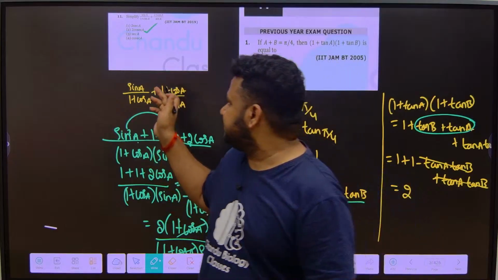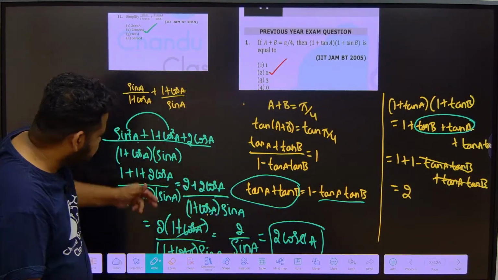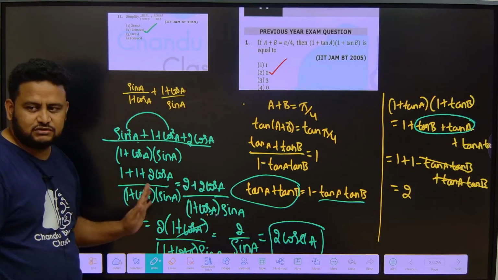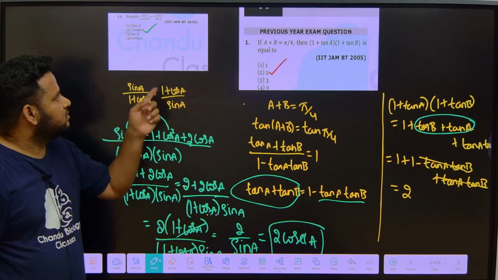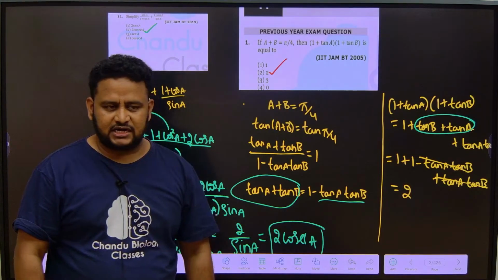Fine. This is the PYQ we had to solve. Clear? Very simple question. What did we do? Only using the first identity and simple basic manipulations we were able to solve this question. This was IIT JAM Biotechnology 2019. Clear? Alright, I will wind up now.